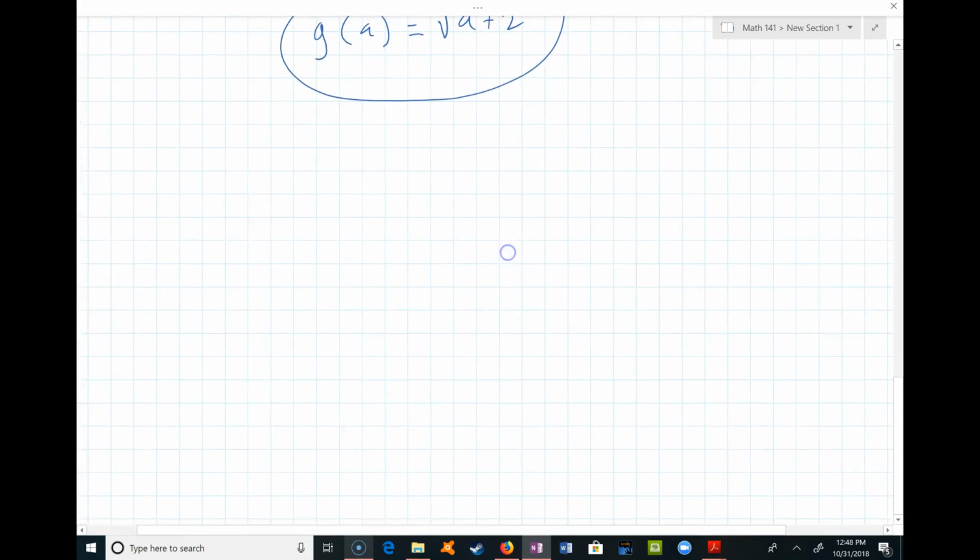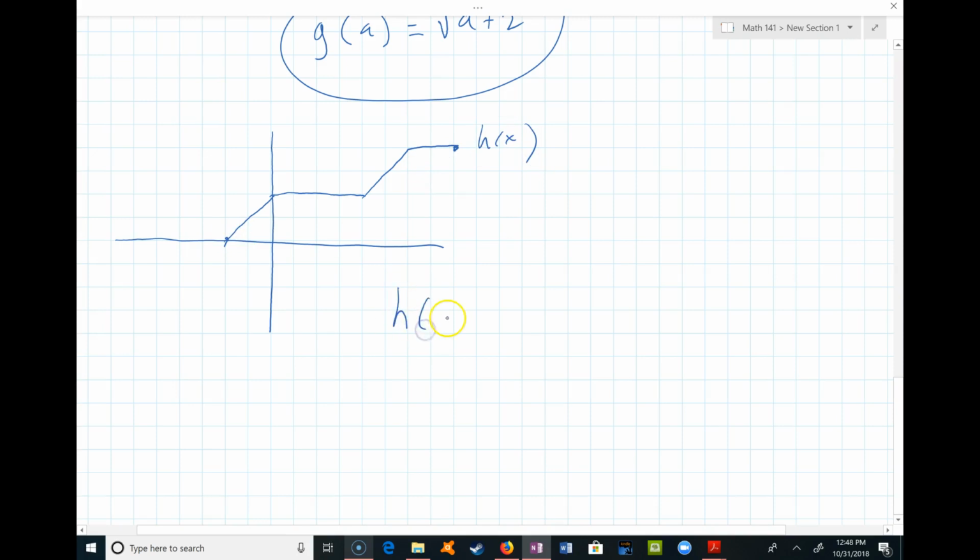Let's say we just have a graph. That'll be fun. So here's my graph. Isn't that a cute graph? This is the graph of h of x, okay? So then I might ask, what's h of 5?